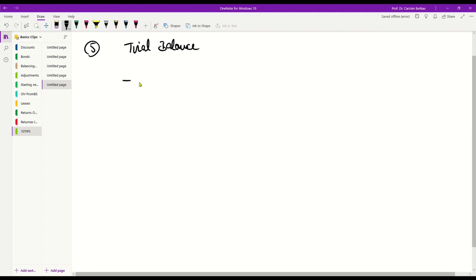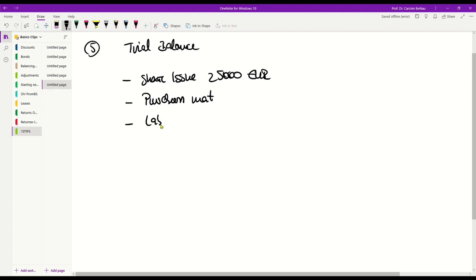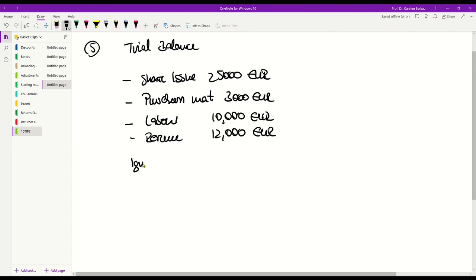Let's say we got a few bookkeeping entries. For example, share issue, purchase of materials, labor, and a revenue. We ignore that for this example. In this case, you record the bookkeeping entries.